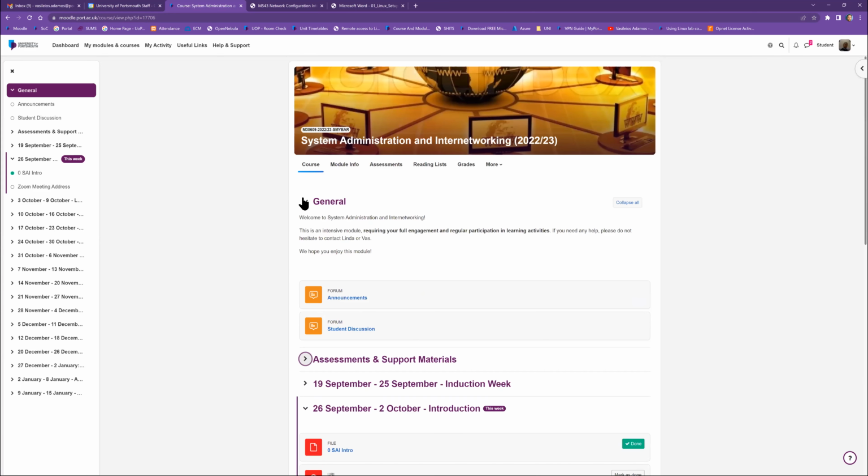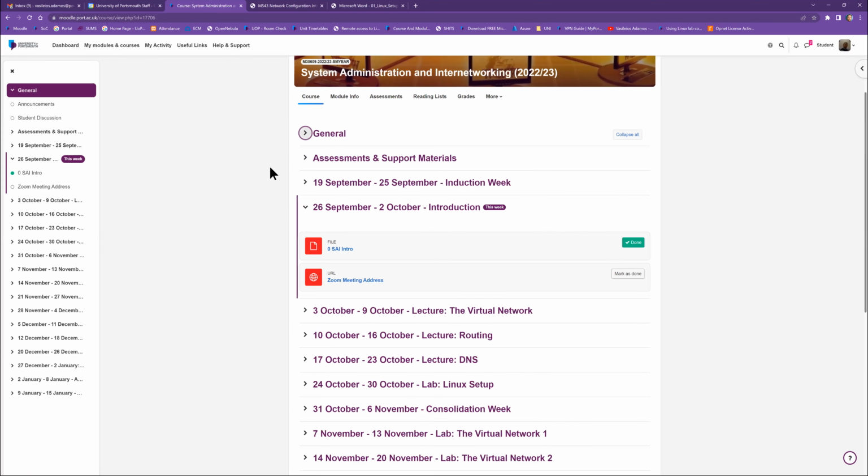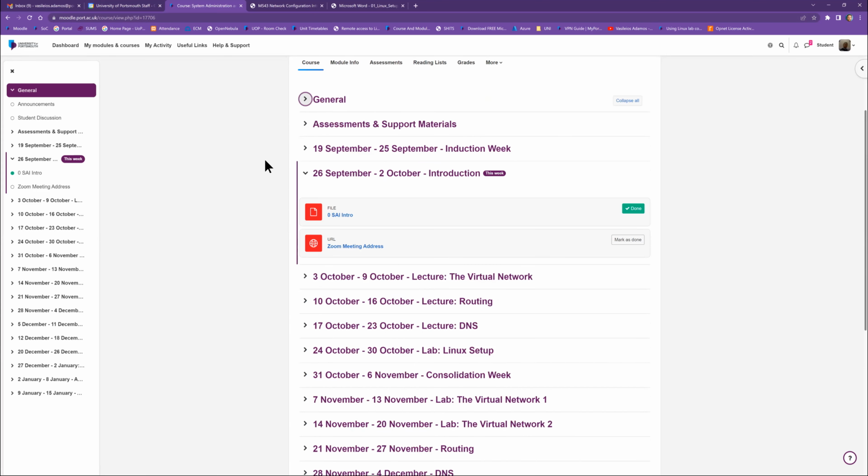Automatically, every week, the current week is expanded. So this week, they all have their dates, 26th of September to 2nd of October. So the dates of the weeks that we're running through will be expanded. The first thing that you see when you go into the module will be an expanded week, and it's this one.